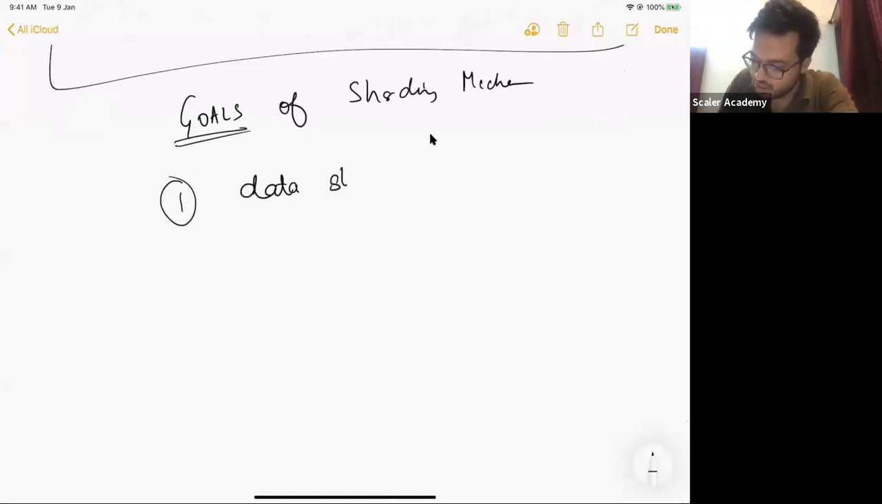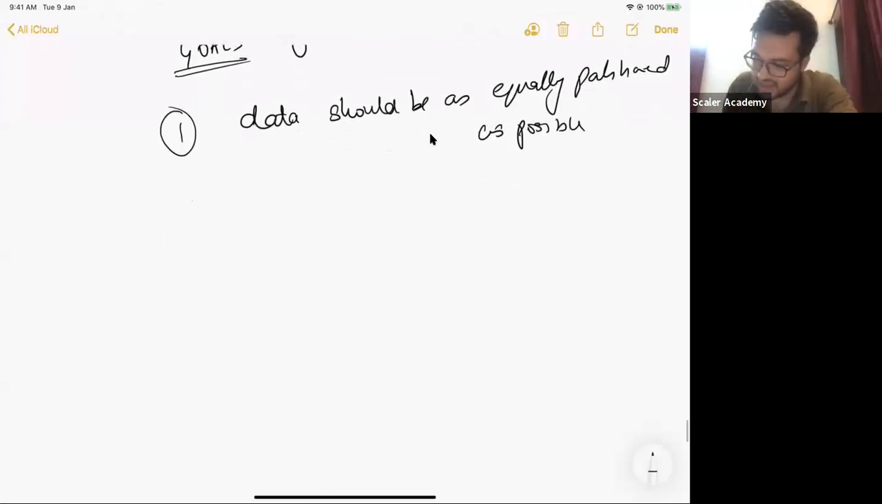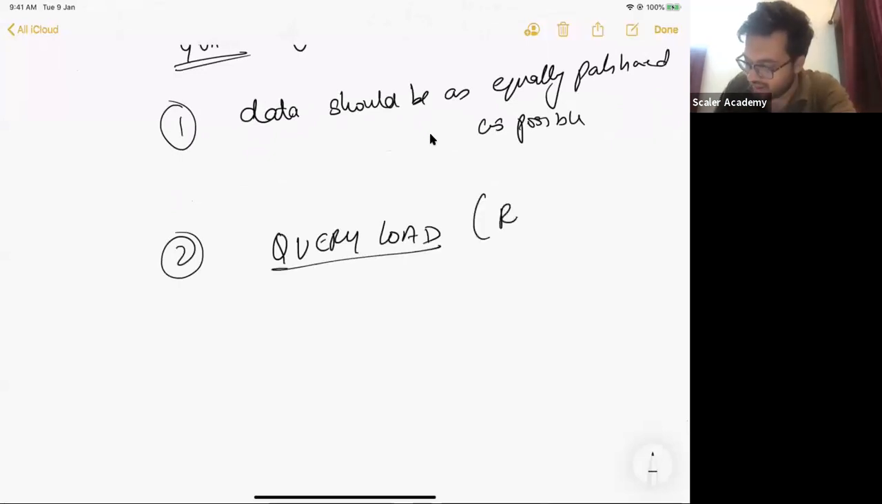Data should be as equally partitioned as possible. These are balanced partitions, as Vaishali put it. The second thing is that you should also try to equally distribute the query load. The query load that you have, which may be read queries or write queries, you should also try to distribute across DBs as much as possible. Which in turn would also mean that you would want to minimize your joins.